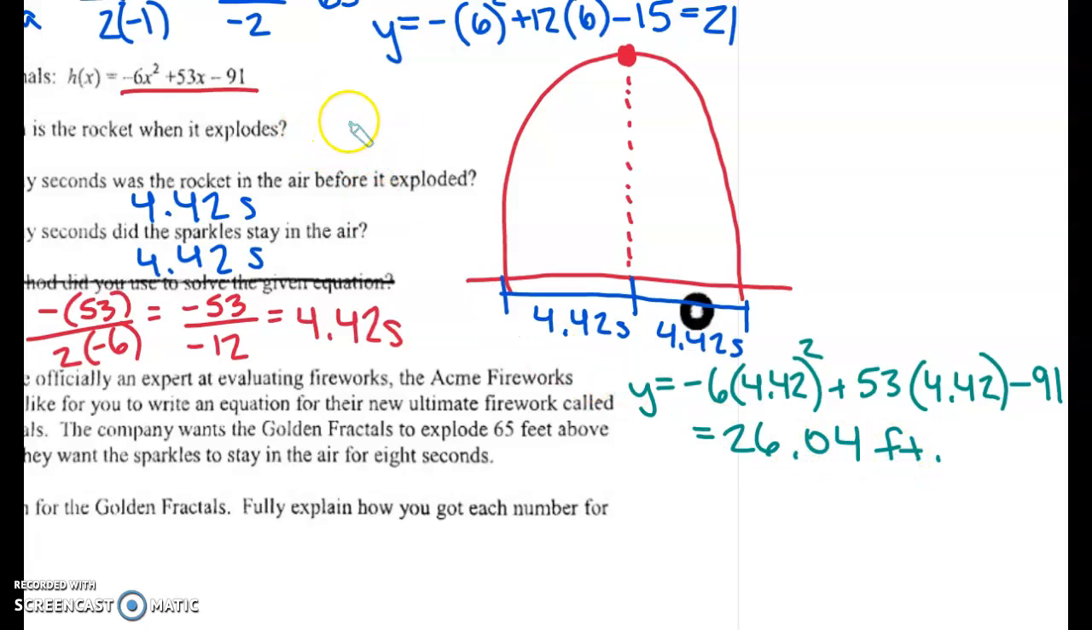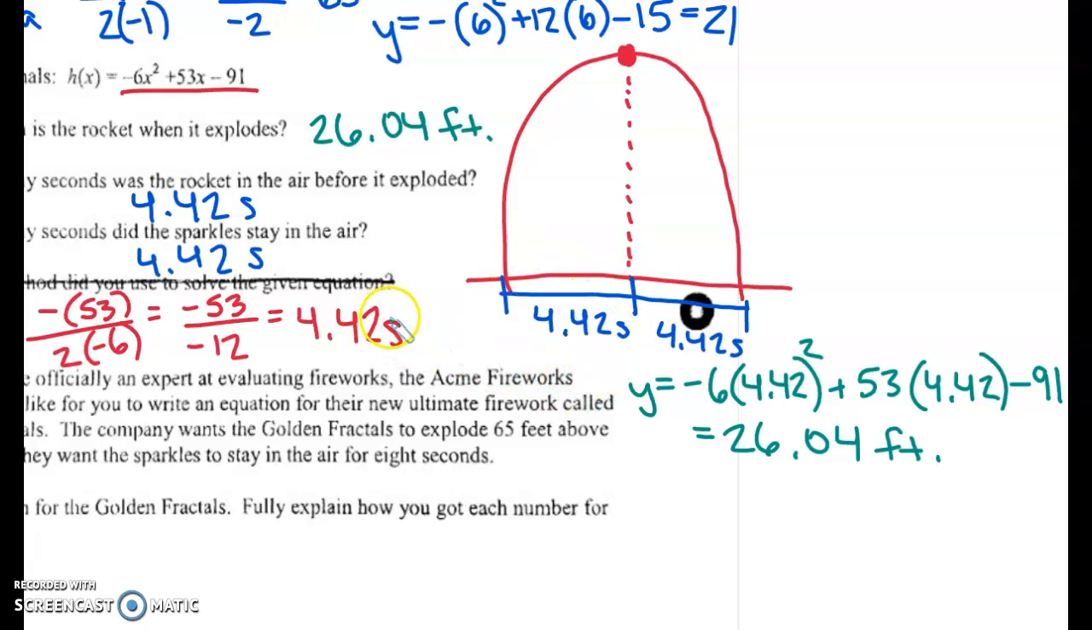So how high is the rocket when it explodes? It is actually 26.04 feet above the ground. Okay. So which of these 3 fireworks do you think would be the best for them? If you're thinking about fireworks, you want it to be high because the higher it is, the further you can see it, and the better view you get. And you want these sparkles to stay in the air for the longest amount of time.